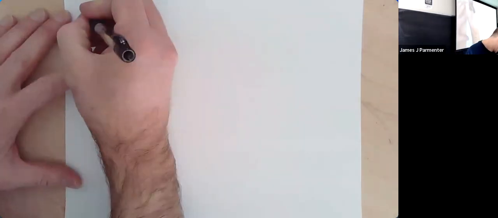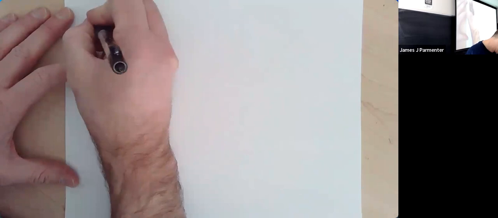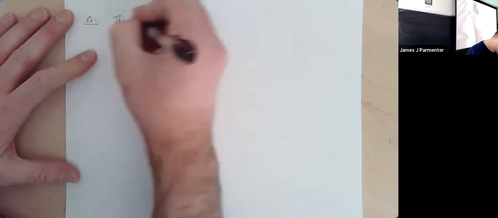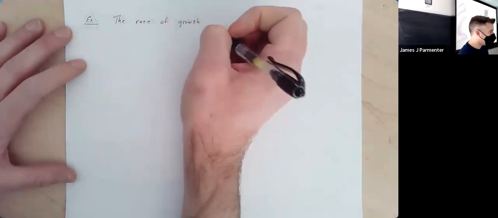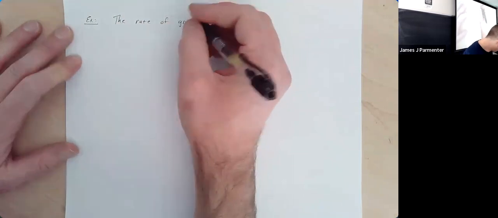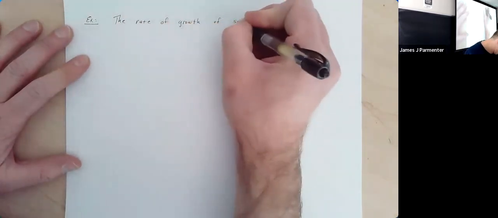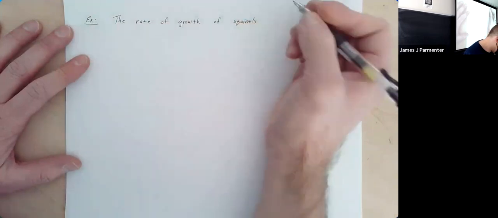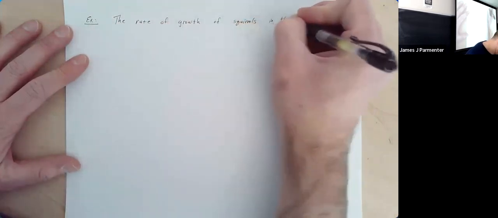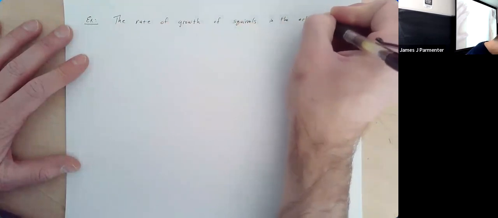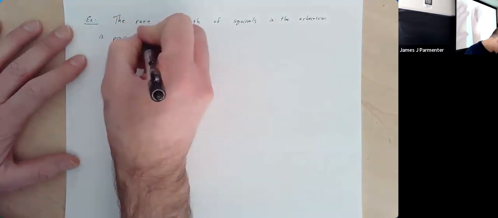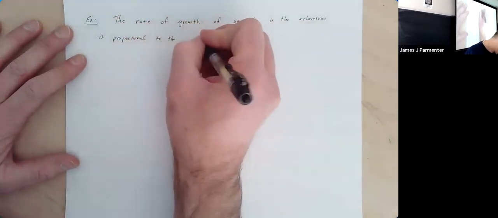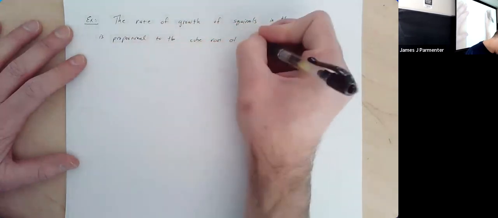Here's an example that I think seems not unreasonable for a word problem. The rate of growth. So already when you read those words, you're thinking, okay, derivative of my function. The rate of growth of squirrels, or I should say really squirrel population, but fine, in the Arboretum is proportional to the cube root of the number of squirrels present.